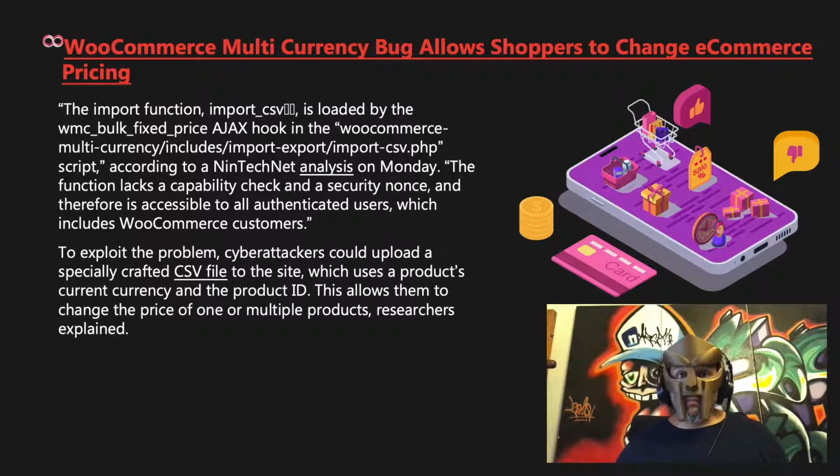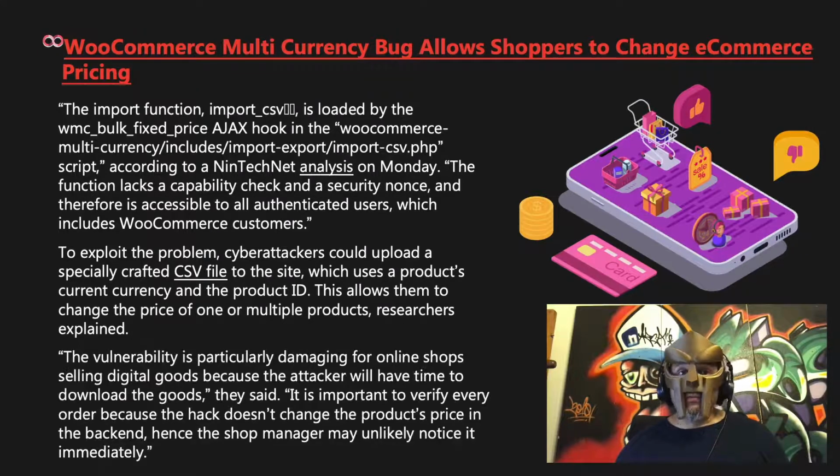To exploit the problem, cyber attackers could upload a specially crafted CSV file to the site, which uses a product's current currency and the product ID. This allows them to change the price of one or more multiple products, researchers explained. The vulnerability is particularly damaging for online shops selling digital goods because the attacker will have time to download the goods. So I could change the price from $190 to 0 or 1, pay the 1, download the product, and I got a $190 digital product for $1 or 0.